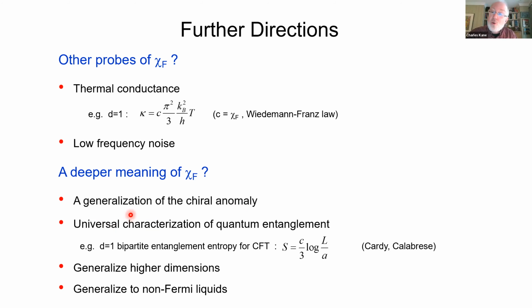I think another direction one can think about, and I suspect this is the case, is that in one dimension, this same quantity that counts the number of pieces of the Fermi surface, the chiral central charge C, shows up in a universal characterization of the bipartite entanglement. If I imagine cutting my one-dimensional system into two pieces, then there's a universal characterization of the entanglement between those two pieces, which for non-interacting electrons is the Euler characteristic of the Fermi sea. Is this something that generalizes to higher dimensions?